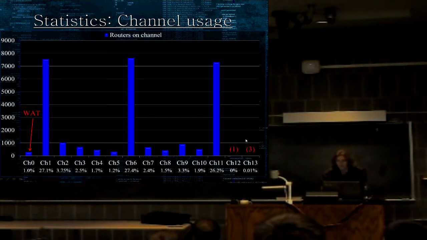Channels 12 through 14 exist. They're defined in the 802.11 spec, but they're used elsewhere in the world. They aren't allowed by regulation in North America, and U.S. routers don't generally support them.